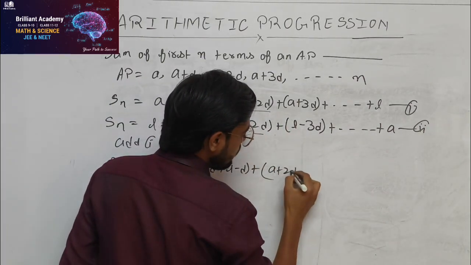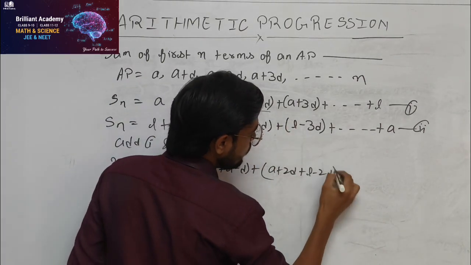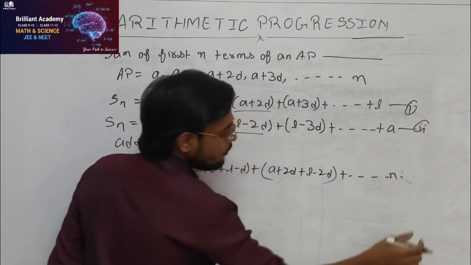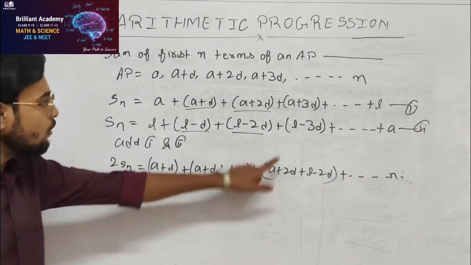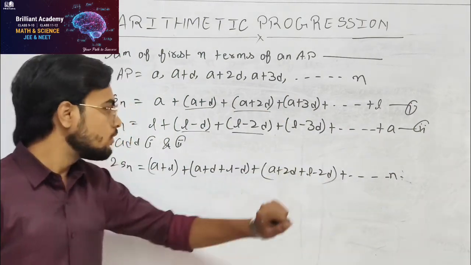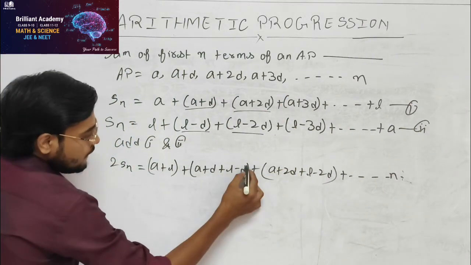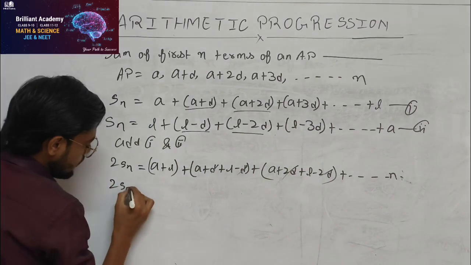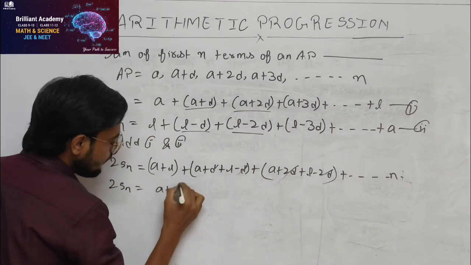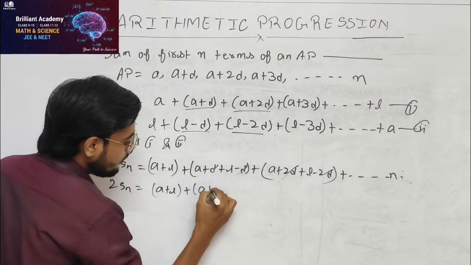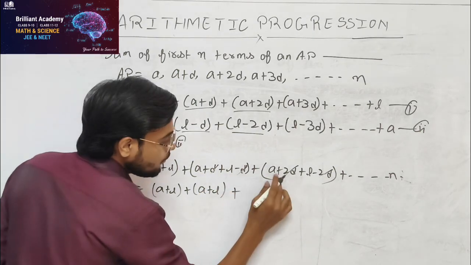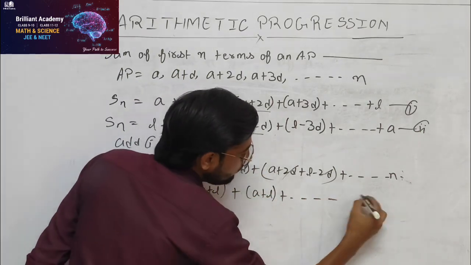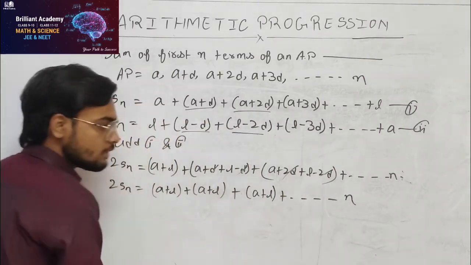So a plus 2d, l minus 2d, and this is up to n. I don't write this due to space. Now dd is cancelled, 2d is cancelled. So what is left? 2Sn is a plus l, again here a plus l. Now from here again a plus l, and this is carried forward to n number of terms.